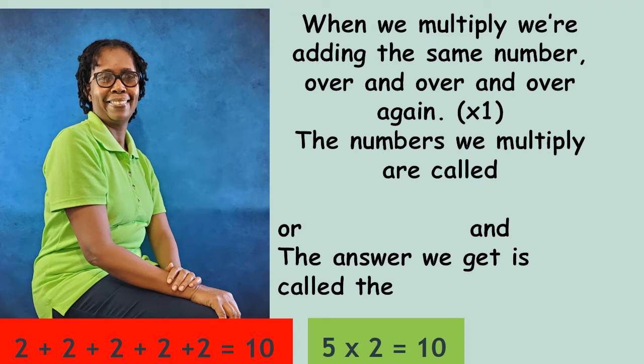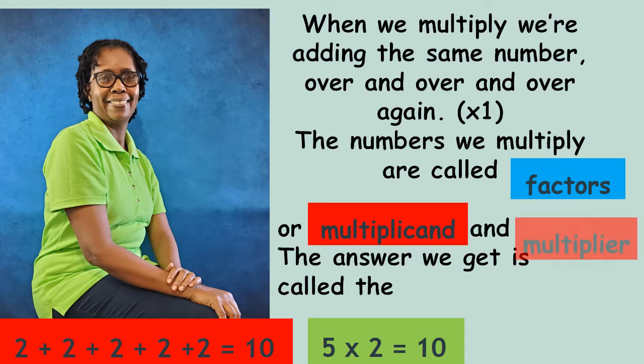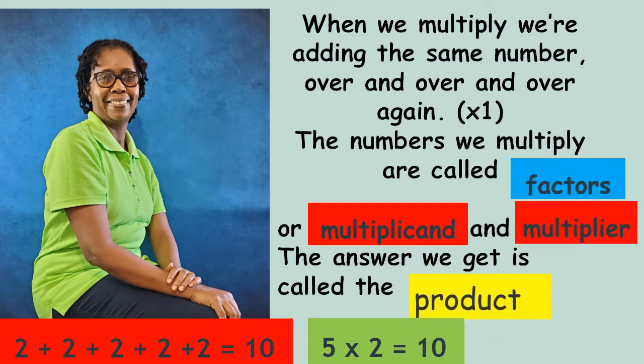When we multiply, we're adding the same number over and over and over again. The numbers we multiply are called factors or multiplicand and multiplier. The answer we get is called the product. Instead of 2 plus 2 plus 2 plus 2 plus 2 equal 10, we can multiply 5 times 2 and the product will be 10.